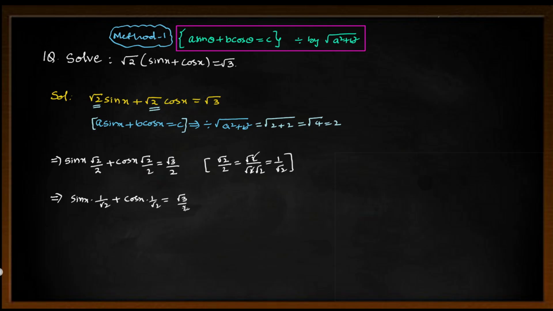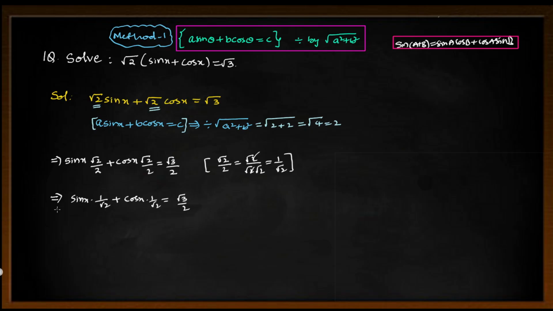root 3 by 2. Now this equation we have to convert either in the form of sin of a plus b or cos of a plus b. So what about the formula of sin of a plus b? I am writing here. The formula of sin of a plus b is sin a cos b plus cos a sin b.